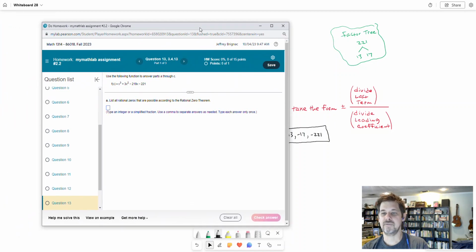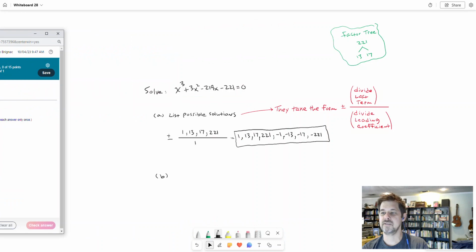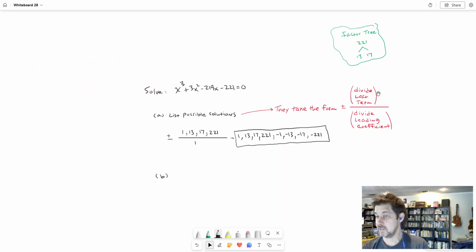This thing that they're referring to as the rational zero theorem says the numbers that might be a solution take this form. They could either be positive or negative, and I have this fraction, and the number down here must divide the leading coefficient. The leading coefficient is the number multiplying this x to the third power. What number is multiplying the x to the third power? It's a 1. So that number I put there must be able to divide into 1. And then the number I put up here must be able to divide into the last term. The last term is 221.